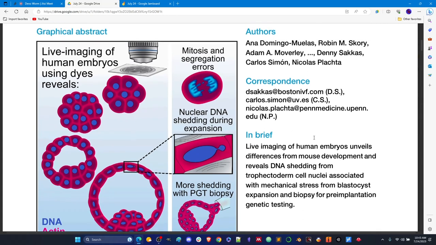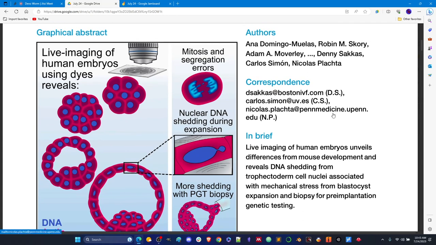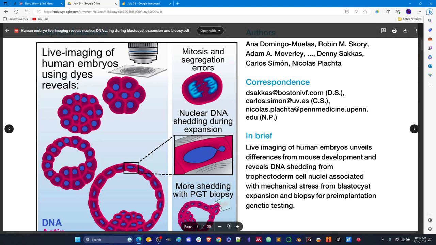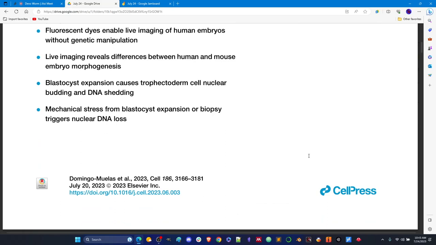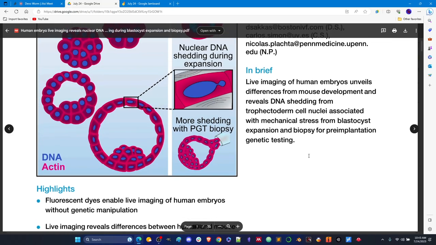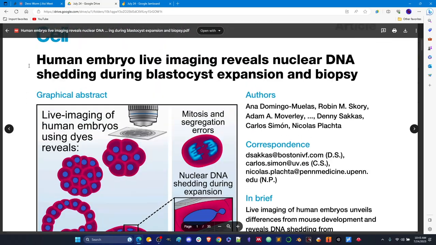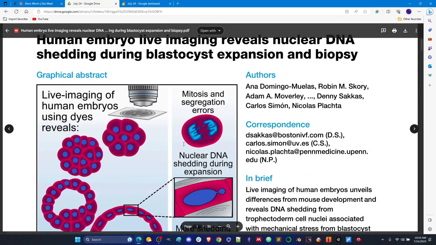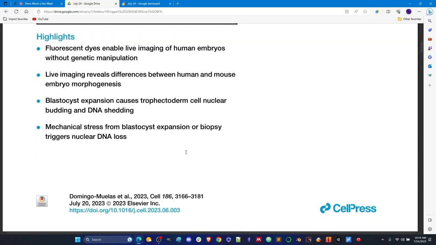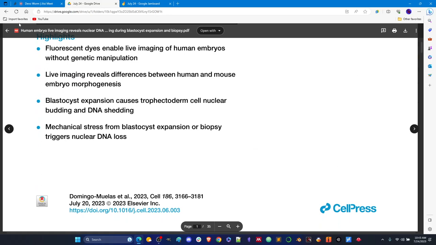And this has implications for genetic anomalies in development, perhaps. So that's why they're interested in this. There's a lot of technical detail here I'm not going to go into, just to show that this paper exists. This is from Cell, and this is a recent paper, 2023.